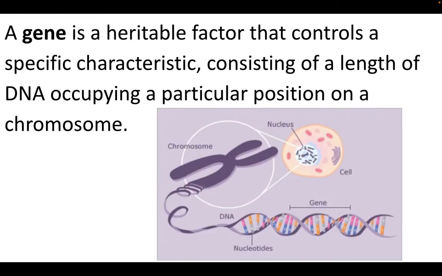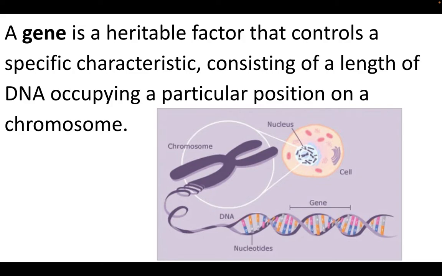Let's remind ourselves what a gene is. So it's a heritable factor that controls a specific characteristic consisting of a length of DNA occupying a particular position on a chromosome. So we could take something like hair color. This is a bit of an oversimplification because there are multiple genes involved in hair color. But hair color is heritable, meaning it's passed on from parents to children.